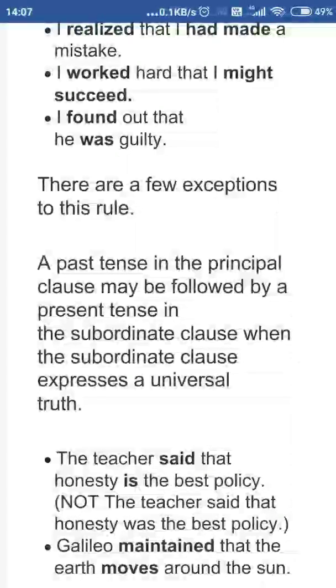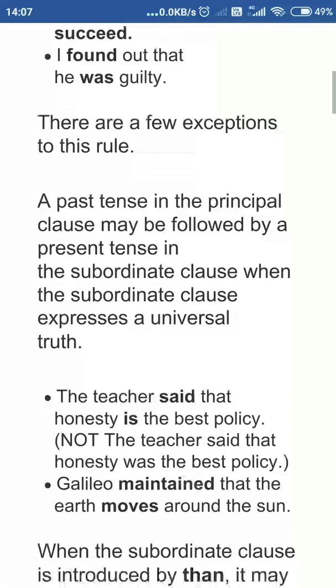Third example, similarly, I worked hard that I might succeed. See here, I worked hard, this is the main clause and is in past tense, and here I might succeed, this is the subordinate clause. So may has changed into might, meaning the past equivalent of may. In the next sentence, I found out, again this is past tense, that he was guilty. Again this is past tense.